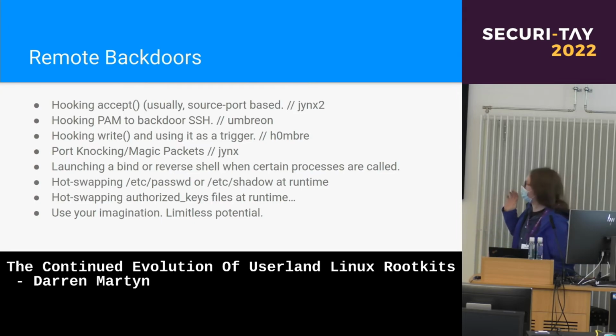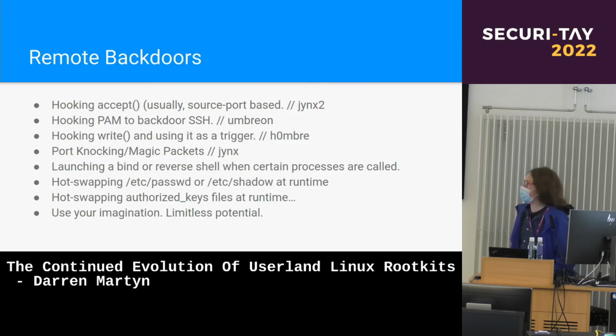Some families only really implement the accept hook, where if there's a magic source port, it'll drop you a root shell instead of giving you a web page or whatever when you connect to the web server. Others will hook PAM. There are some other examples by a guy called Hombre that hook write, and if the write call is called with a magic string, for example an SSH login with the magic string as the username, when that gets written to syslog, it'll use that to trigger and spawn a shell. The original first version of Jinx just had port knocking with magic packets: if certain payload data was sent, it'd send back a reverse shell.